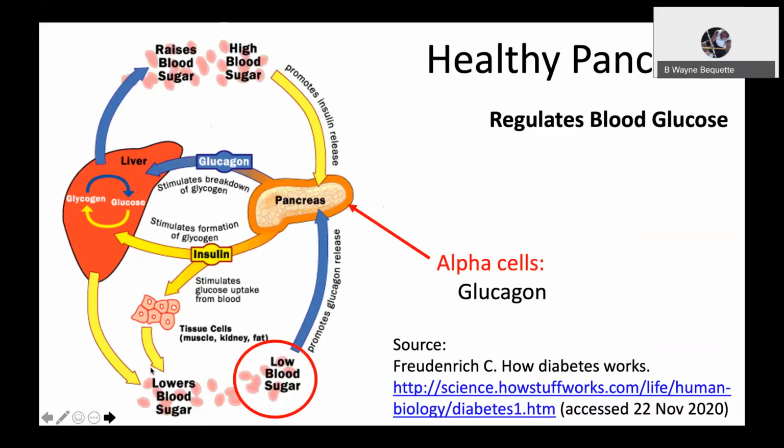Now, on the other hand, if you have a low blood sugar or low blood glucose situation, then the pancreas has the alpha cells that are stimulated to produce glucagon. When that glucagon is produced, it acts in the liver and converts the glycogen back into glucose, therefore raising the blood glucose, blood sugar levels. So the alpha cells act to produce glucagon, which increases glucose concentration.